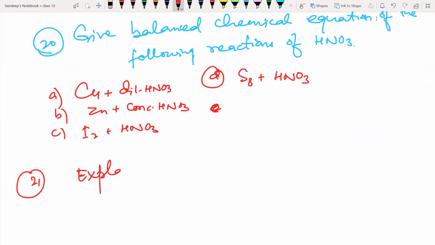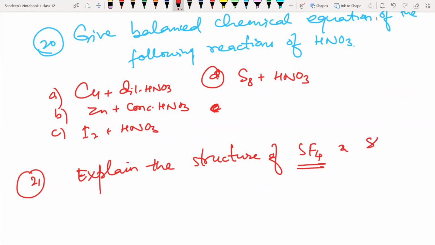Explain the structure of SF4. You know, SF4 has seesaw structure, distorted tetrahedral or folded square, and SF6 has an octahedral structure, quite inert. So based on VSEPR theory, you have to explain their structures.